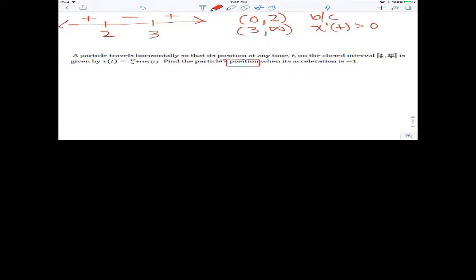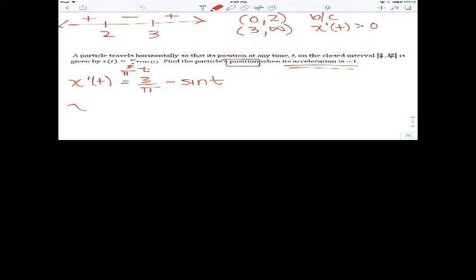So that means ultimately for my final answer, I'm plugging into that function. But I want to know when the acceleration is -1. So let's look at the acceleration function. So the velocity function would be this. Now, remember that 3t over pi is really just 3 over pi times t. So the derivative of that is 3 over pi. The derivative of cosine is negative sine. So that right there is my velocity function.